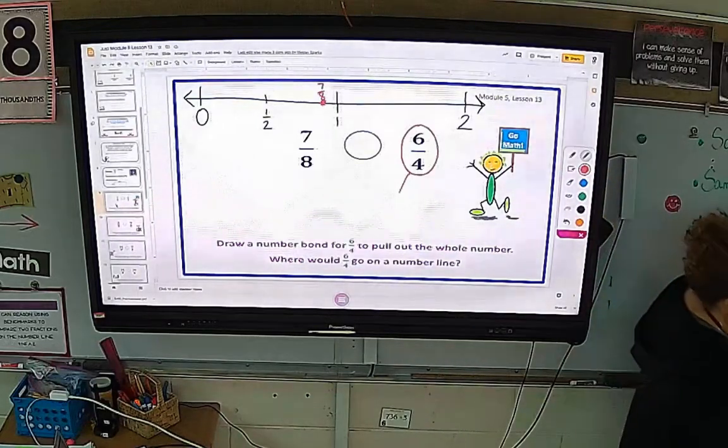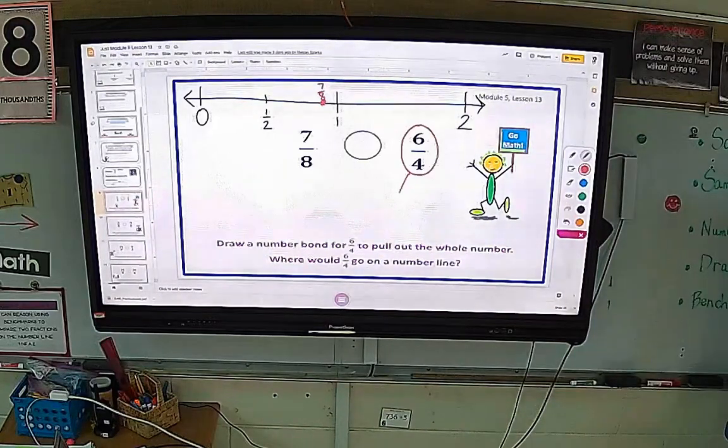If I have fourths, my pepperoni pizza right here is cut into fourths. How many pieces do I need to make the whole pizza? 4, right? 4 fourths. Any number over itself is equal to 1.